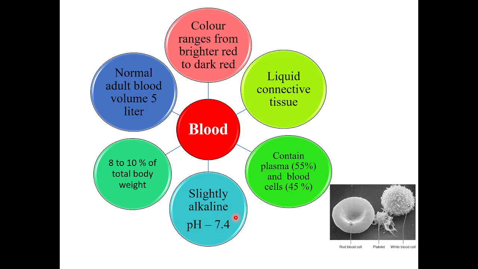The blood is slightly alkaline, which has a pH of 7.4. The color of blood ranges from bright red to dark red. Bright red is due to the oxygenated blood, and the dark red color is due to the deoxygenated blood. Now we will discuss one by one.